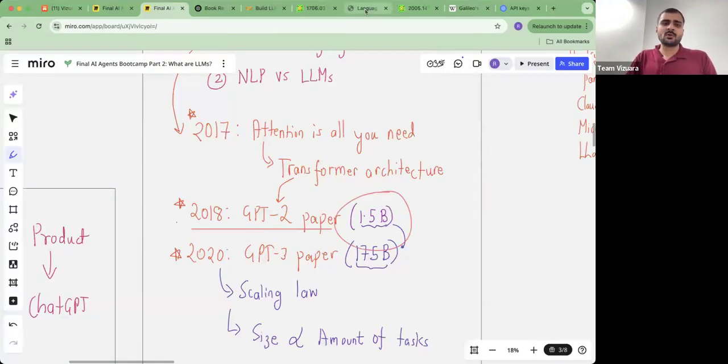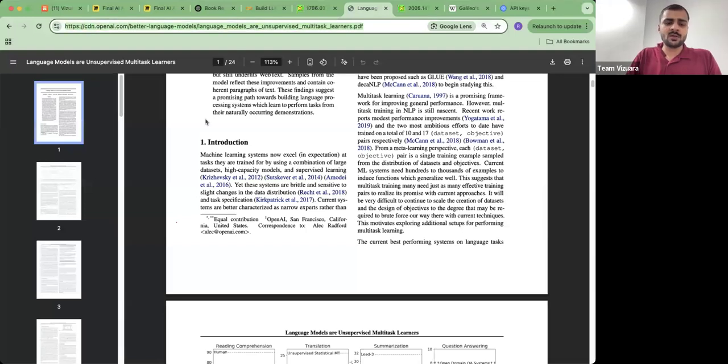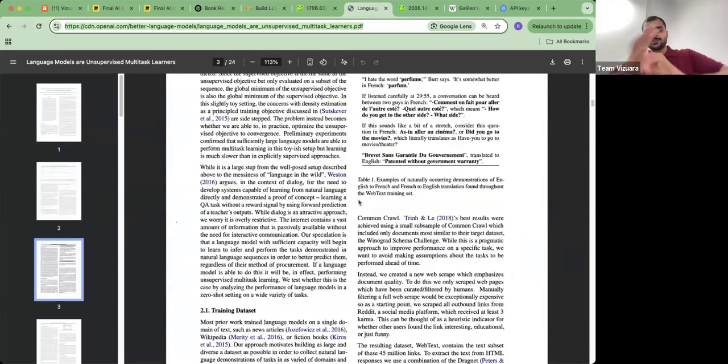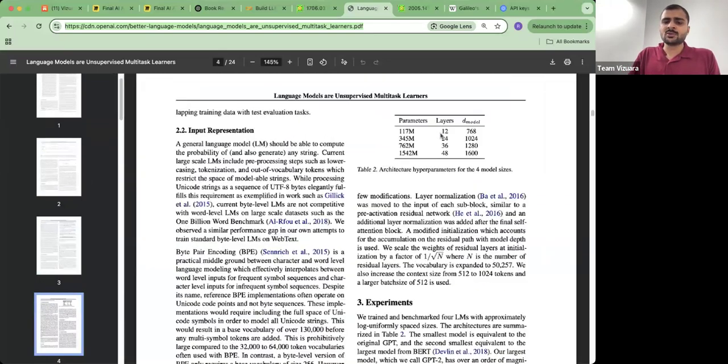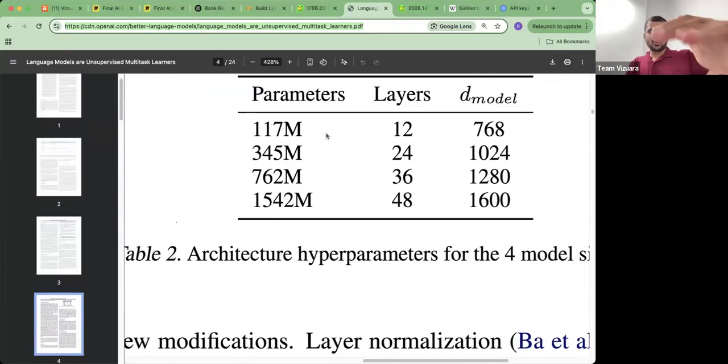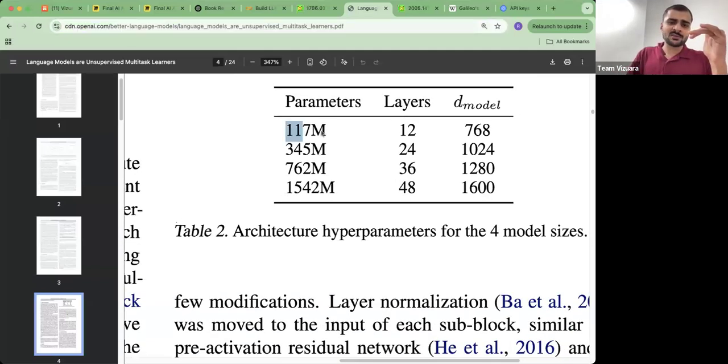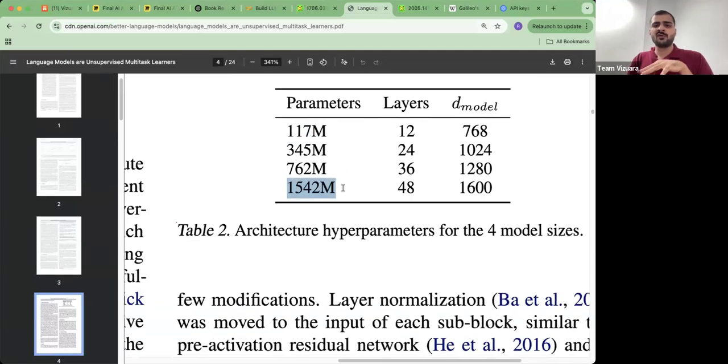Let me share this paper with all of you right now. This was the paper which introduced GPT-2, and it had 1.5 billion parameters. This model could do a wide range of tasks, but it was still pretty small, right? So check this out. This was the parameter size in GPT-2. They had four sizes. They started with a 117 million parameter model and their largest was 1.5 billion.